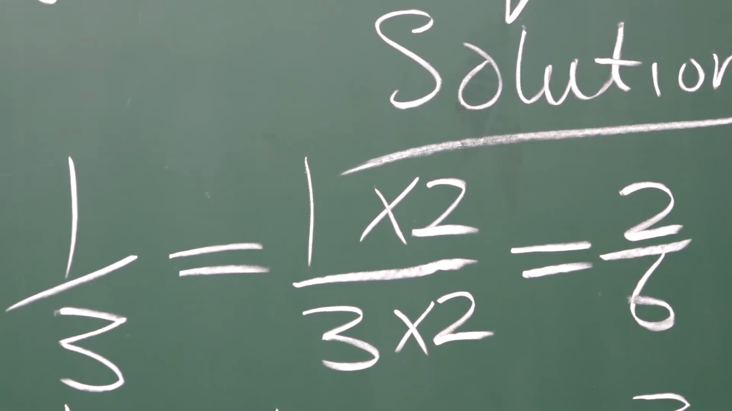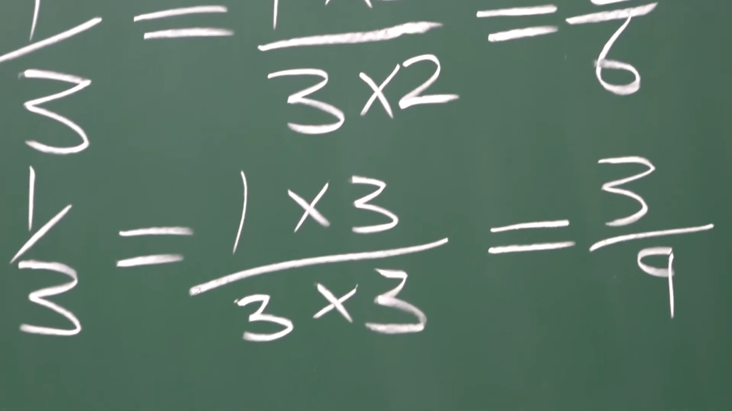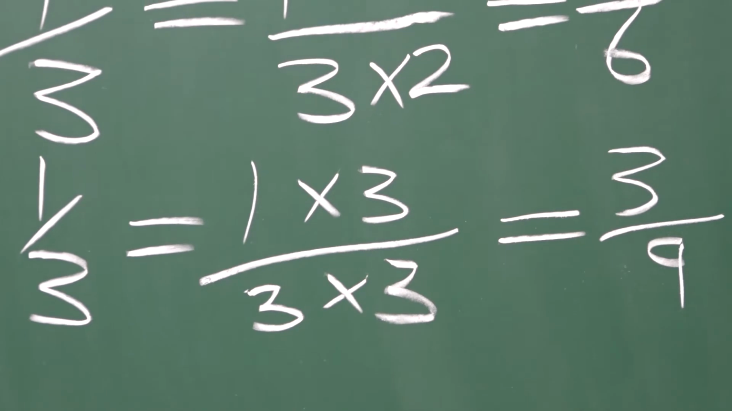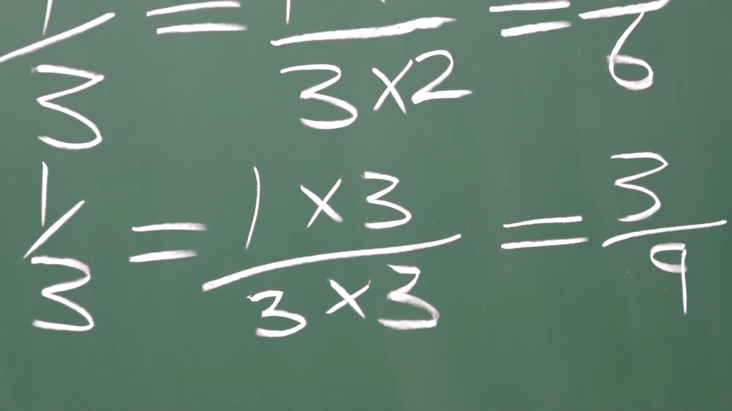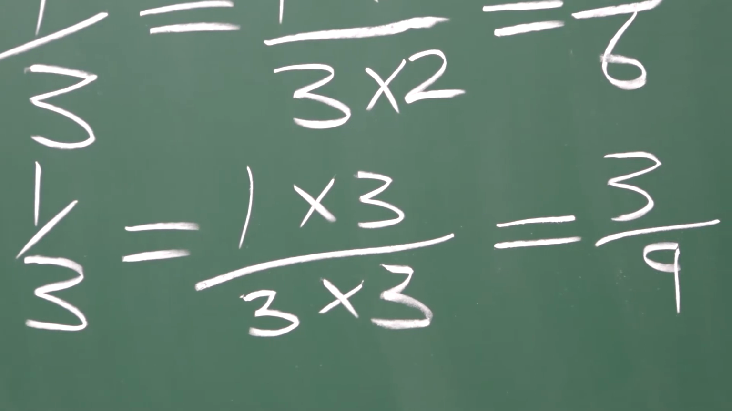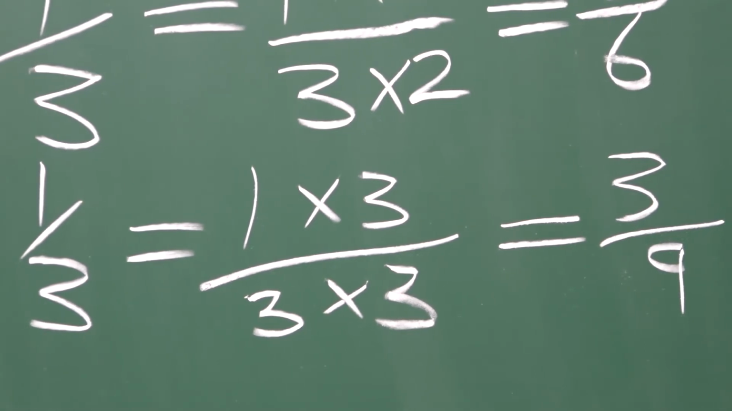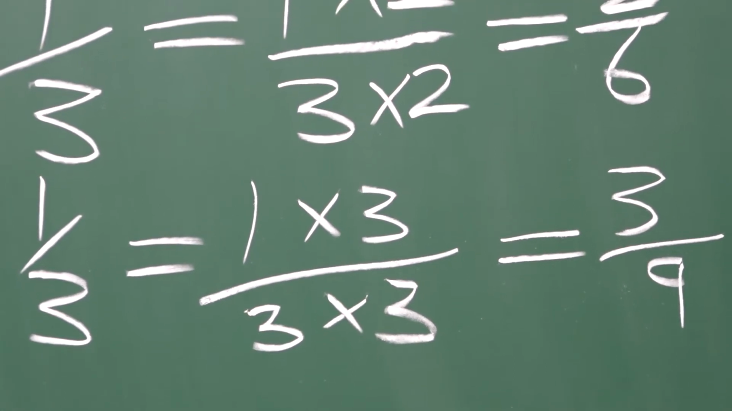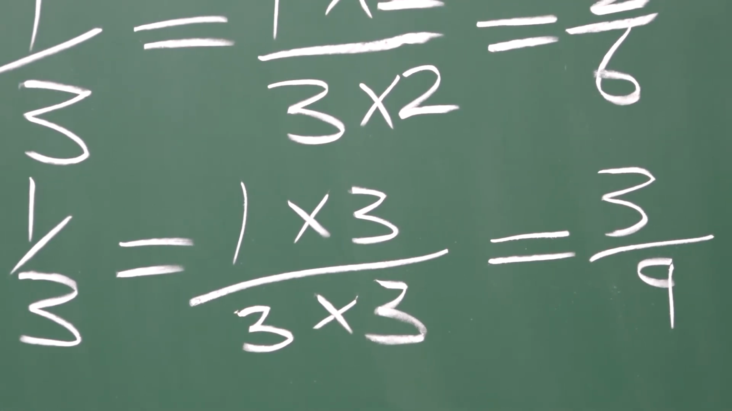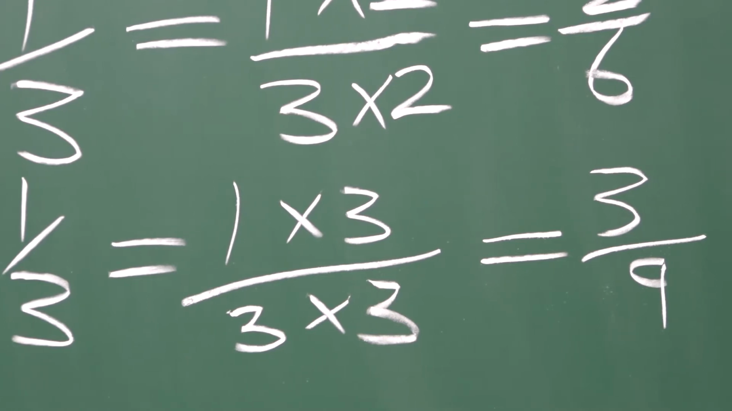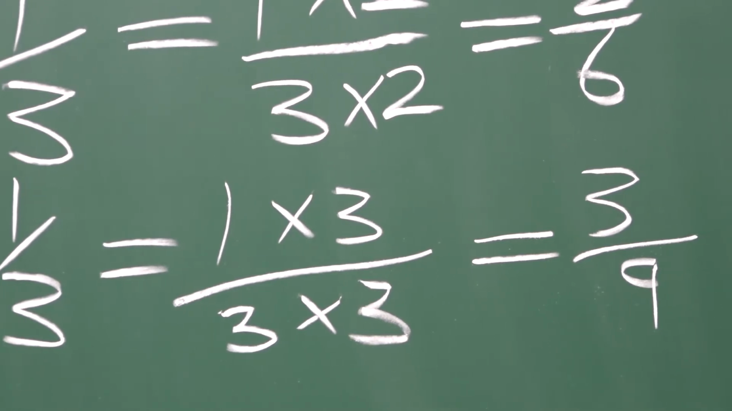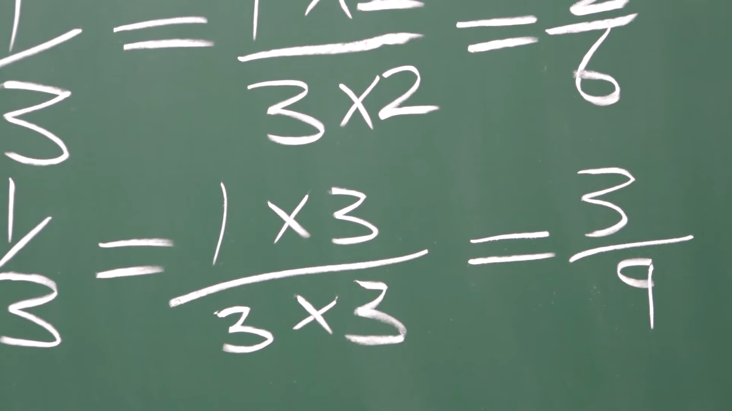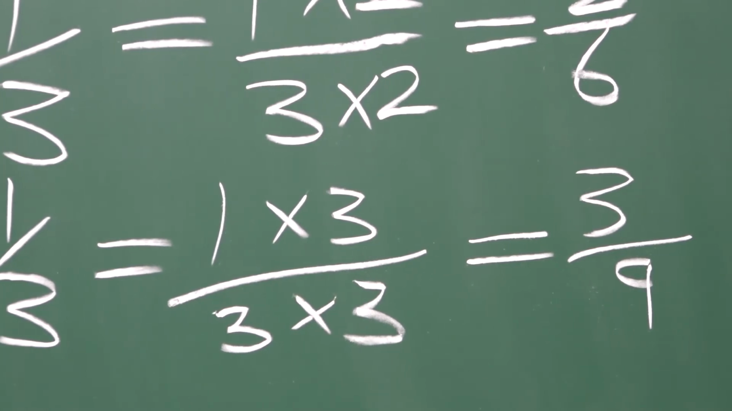Then the next one is to multiply the same fraction, 1 over 3, by 3. That means multiply the numerator, which is 1, the top number, and the denominator, which is 3, by the same number 3. When you multiply 1 by 3, your result is 3. And when you multiply 3 by 3, your result is 9. And that is 3 over 9. 3 over 9 is equivalent to 1 over 3. That is, if you reduce 3 over 9 to the lowest term, you are going to have the same thing as 1 over 3.